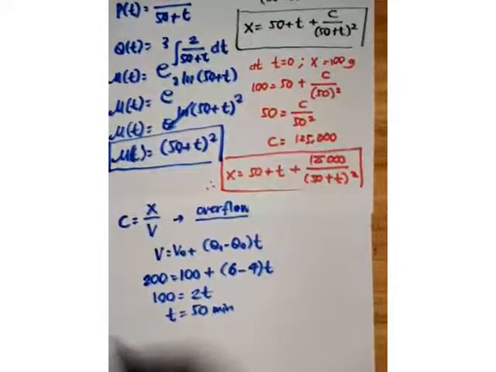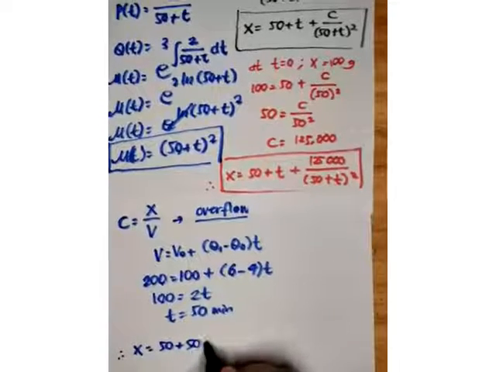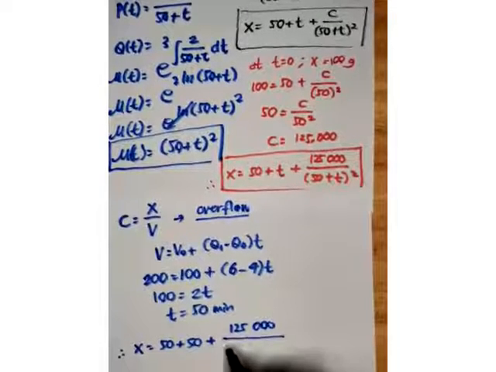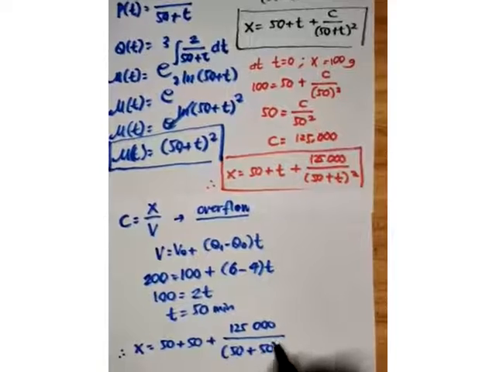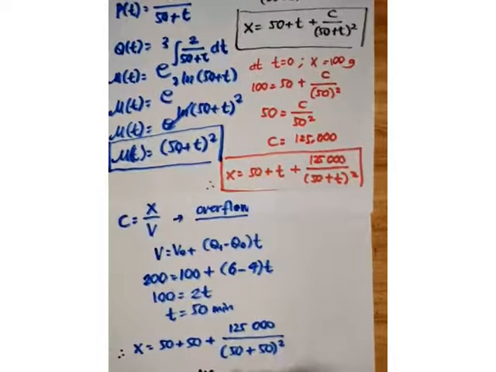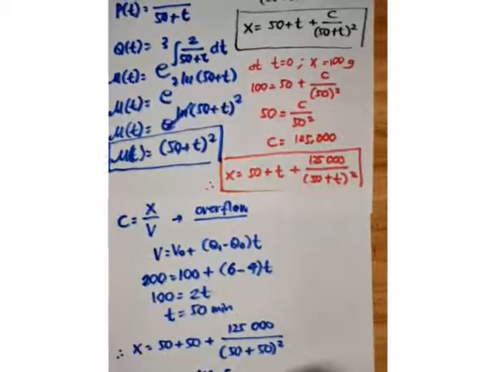Okay? So, therefore, what's the value of x? So, x is 50 plus 50 plus 125,000 all over 50 plus 50 squared. So, the value of x is 112.5 grams.